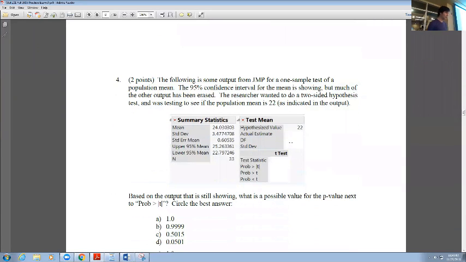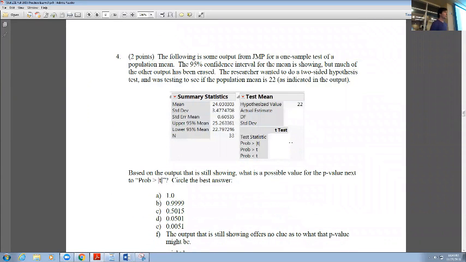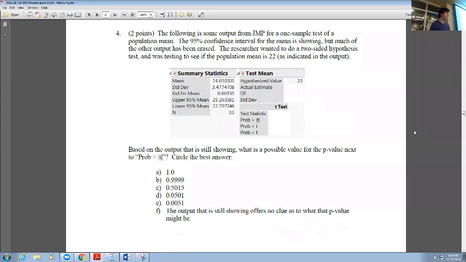Question number 4. 25 minutes left. The following is some output from JMP for a 1-sample t-test with a 95% confidence interval. This question is short and sweet, and I like it because there's really a quick way of doing this question, and it's just hammering down a topic we've already done. Looking at this output right here, we're given a lot of p-values, but we want to look at the p-value for the does not equals test here.